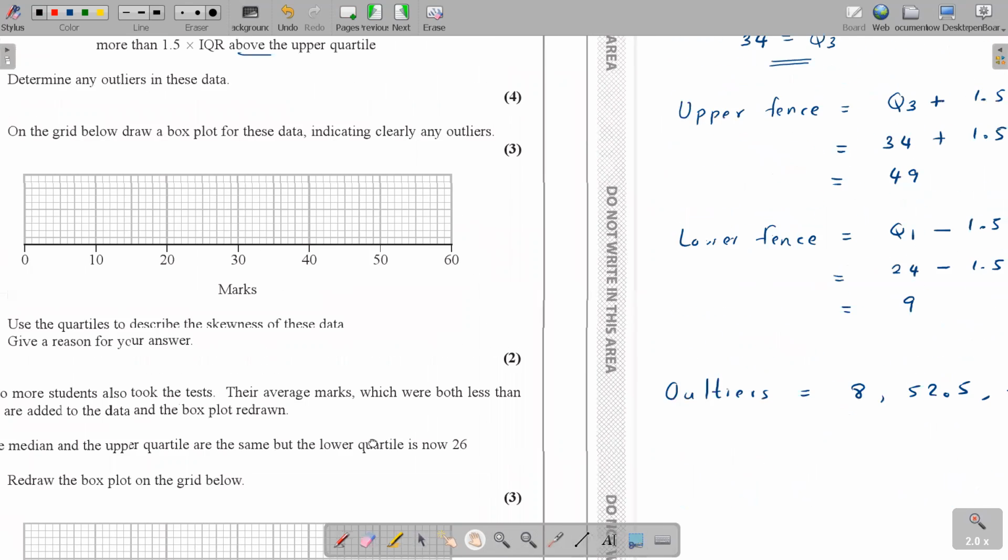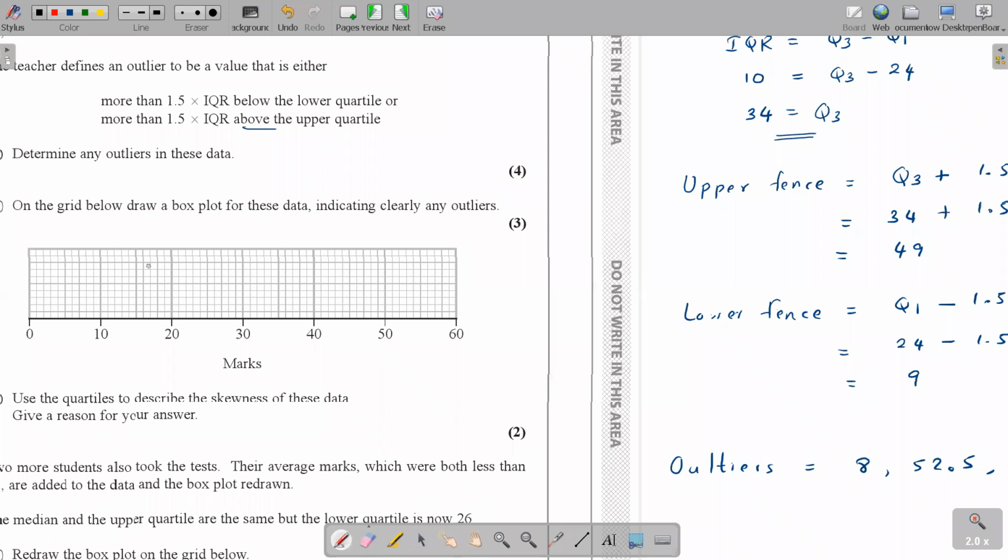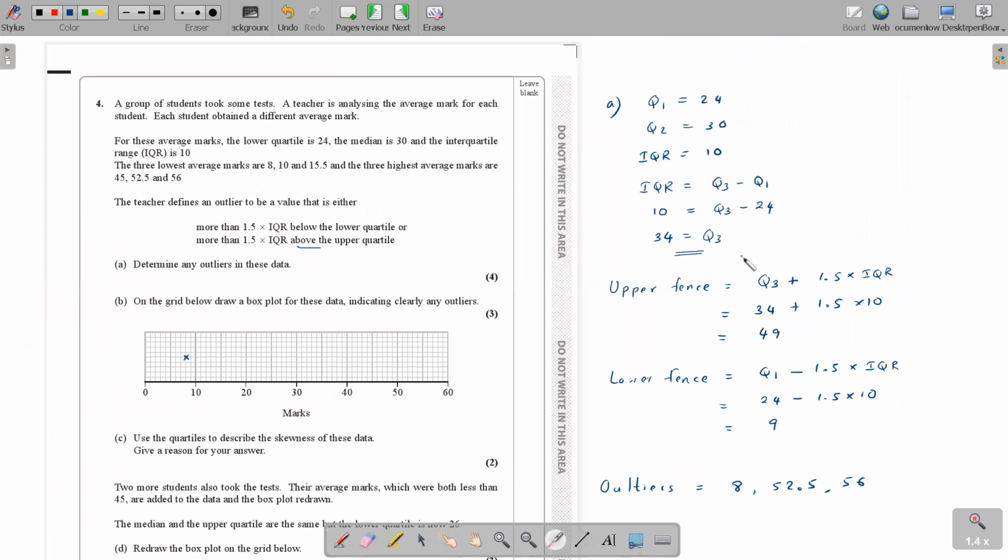It's a distortion in the screen. Okay. So 8 is over here, right? So 8 is the lower value that is an outlier. So what is the next value that is not an outlier after 8? After 8, what's the next figure we have? The lowest value that is not an outlier is 10, because 8, 10, 15.5 are the 3 lowest values.